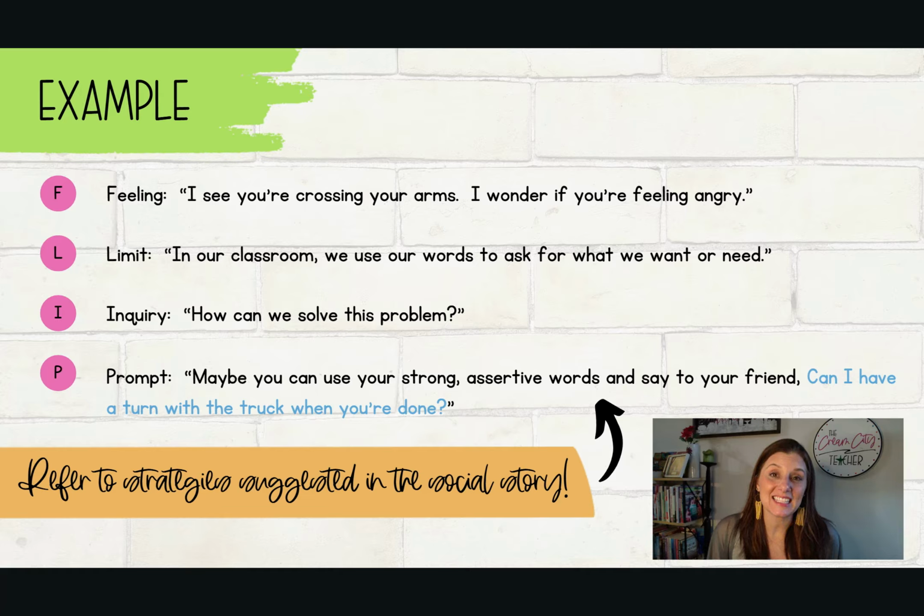That might sound like this. Maybe use your strong, assertive words to ask your friend if you could have a turn with the truck when you're all done. Here's a big tip. If you are providing the child with some suggestions or prompts, think back to the social story that you read with the child before play began. What strategies or tools did the social story suggest? This is where you can suggest those strategies to the child in the moment.